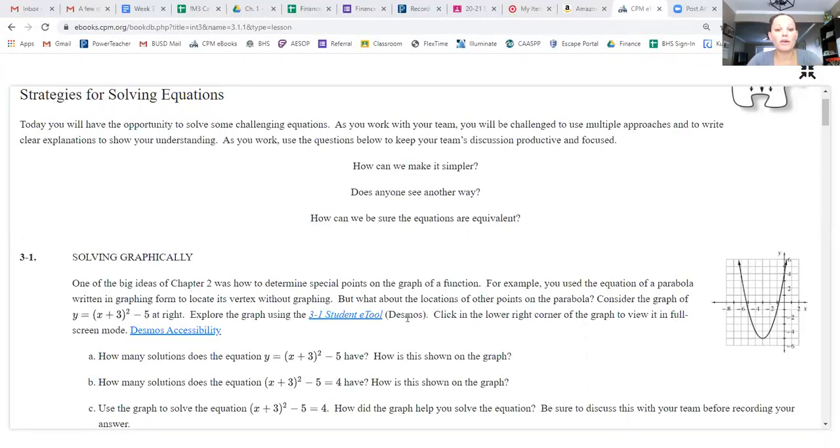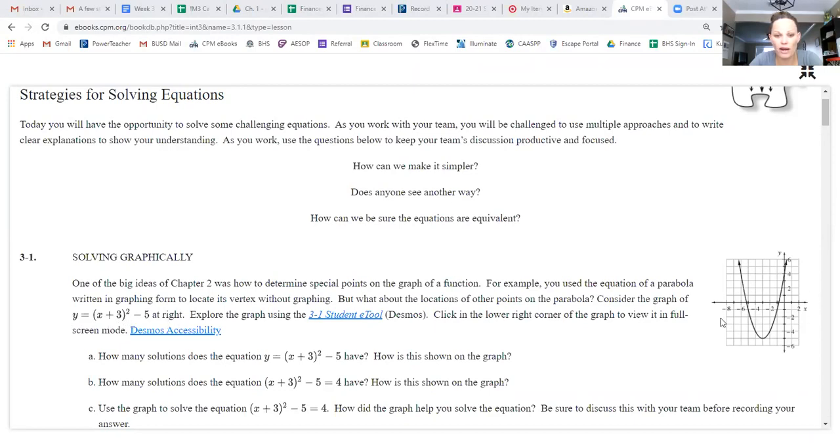Of chapter 2 is how to determine special points on the graph of a function. For example, you use the equation of a parabola written in graphing form to locate its vertex without graphing. But what about the locations of the other points? Consider this graph. Y equals x plus 3 squared minus 5.